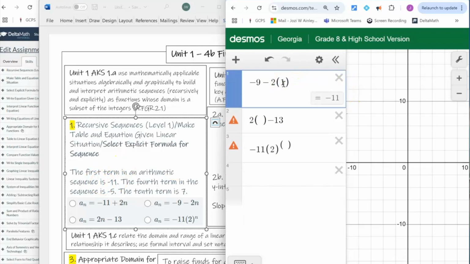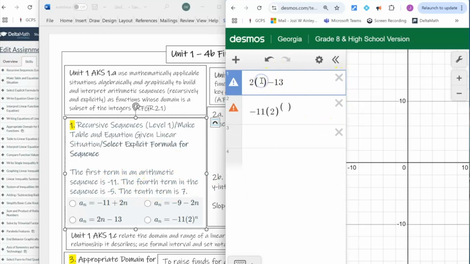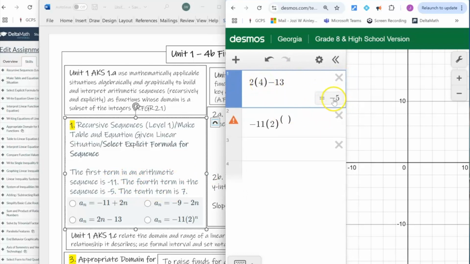When n is equal to 1, expect it to be negative 11. Is that true? Yes, but don't stop there. Check every single one. The fourth term in the sequence is negative 5. That means when n is 4, I should get negative 5. Did I get negative 5? No, so that's not it. I come right here, first term, negative 11. Fourth term, negative 5. So far, so good.